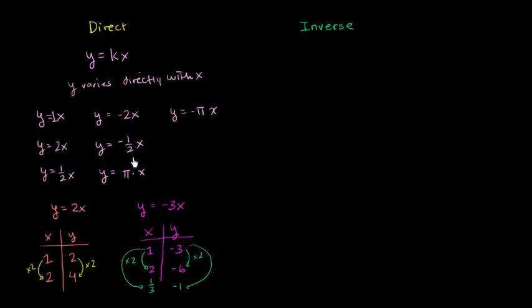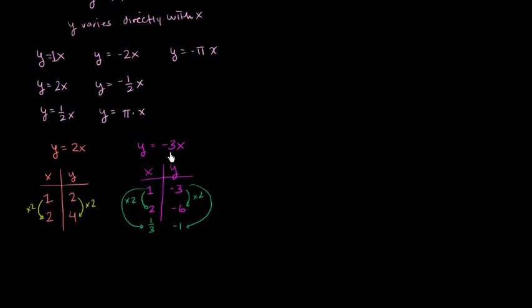Now, it's not always so clear. Sometimes it will be obfuscated. So let's take this example right over here: y is equal to negative 3x, and I'm saving this real estate for inverse variation in a second. You could write it like this, or you could algebraically manipulate it. You could divide both sides of this equation by x, and then you would get y over x is equal to negative 3.